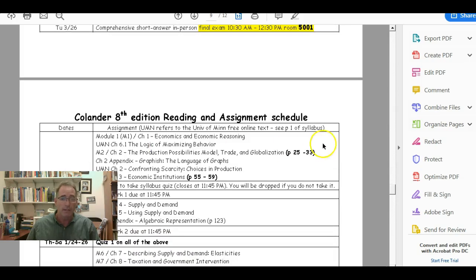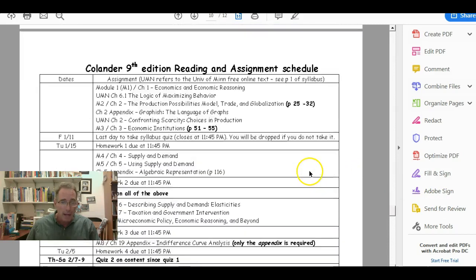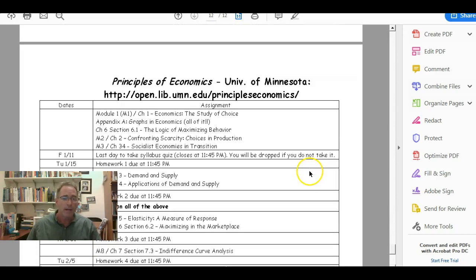Here's the Colander 8th edition. And then I've got the 9th edition, excuse me. And then I have the 10th edition. And then I have the online book.